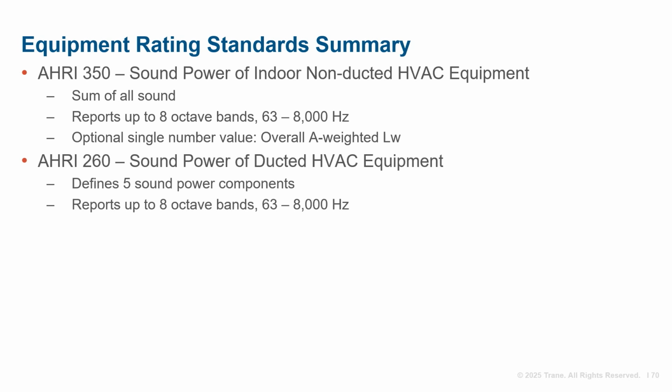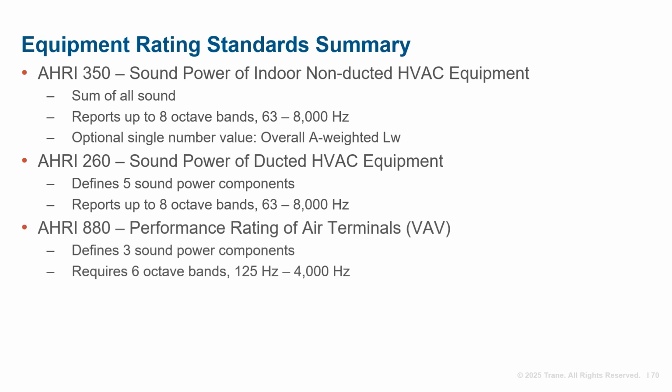Standard 260 breaks the sound power into sound power components. It defines 5 components, but only those relevant to a particular selection will be reported. The frequency range is the same as Standard 350, but it does not define any single number descriptor of the values. Standard 880 defines 3 sound power components, but only requires data to be published in 6 octave bands from 125 to 4,000 Hz.